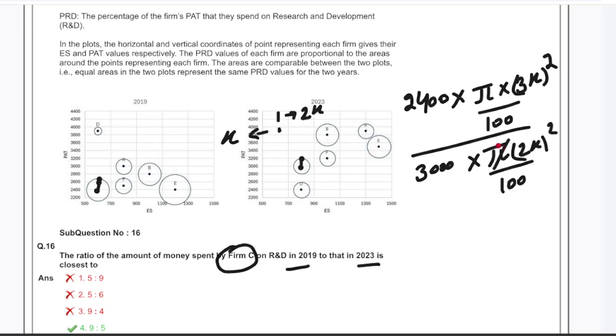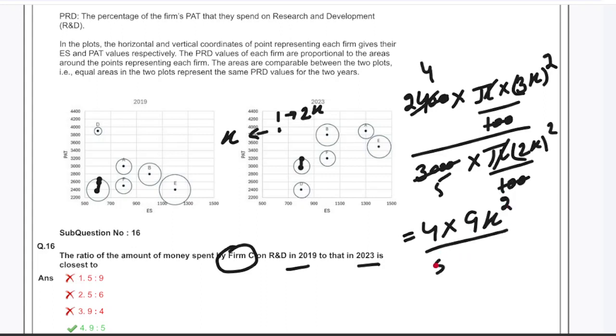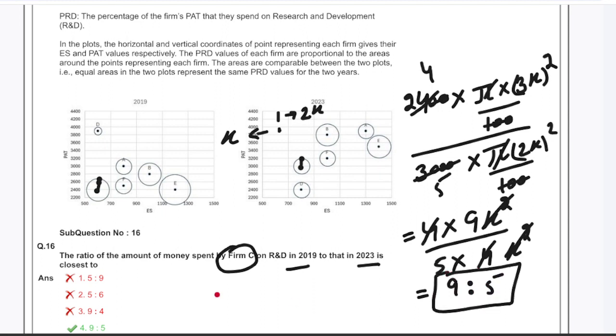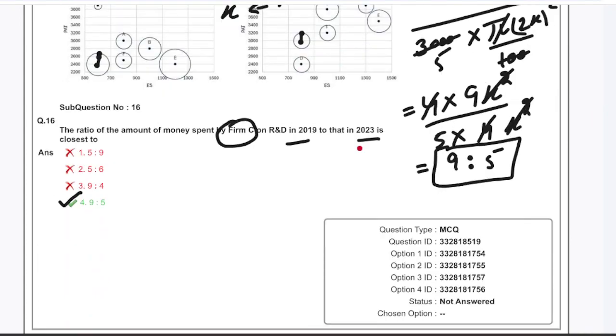Now if I cancel them out, 6 into 4, 6 into 5, now this becomes 4 into 3x whole square, that is 9x square, divided by 5 into 2x square, 4x square. x square cancel, 4 4 cancel. The ratio is going to be 9 by 5, that is 9 is to 5. That gives me the answer. Again a doable one, just using a bit of calculations.